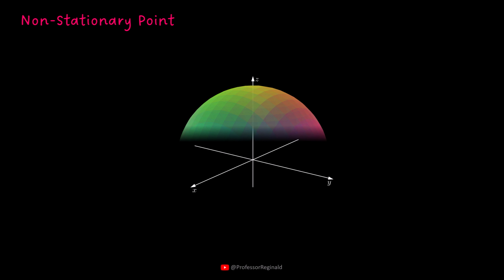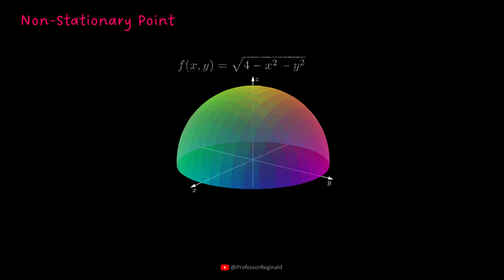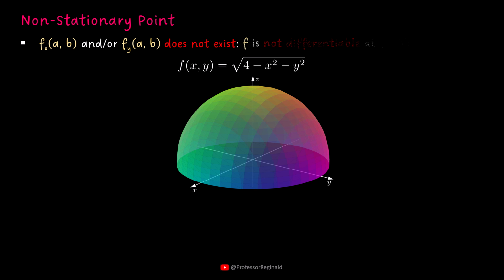Non-stationary point. Please consider the following graph of a function of two variables. A non-stationary point is a critical point where one or both first-order partial derivatives at that point do not exist. This means that the function is not differentiable at a non-stationary point. For a function of two variables, its geometric interpretation is that there is a vertical tangent plane to the surface at that point.